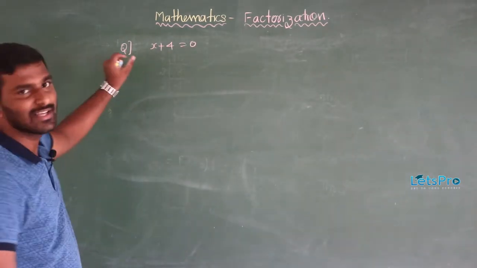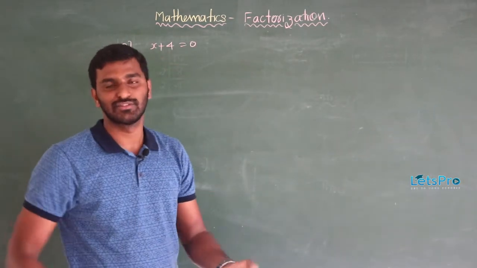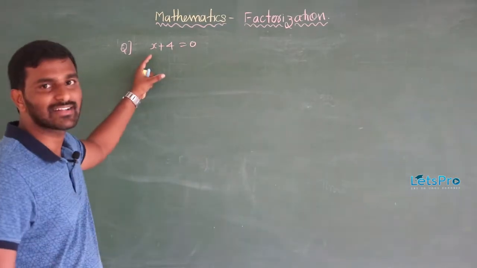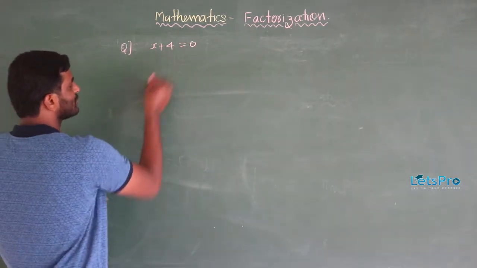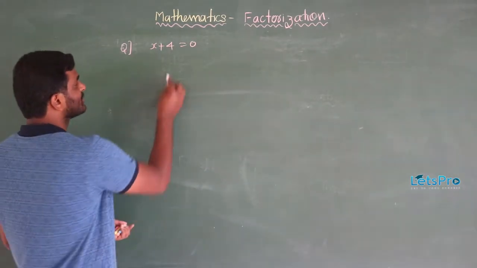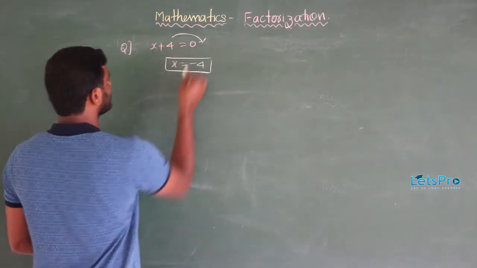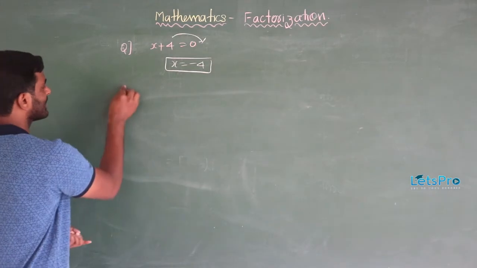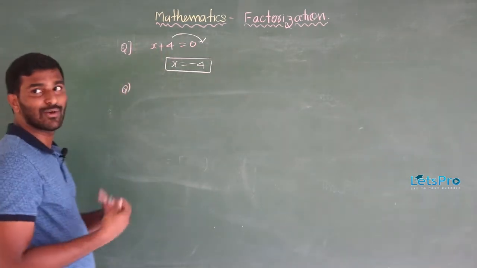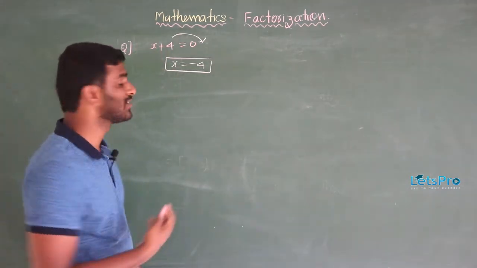The factors are the zeros of the polynomial, the zeros of the equation. That means there is only 1 factor. Hence x is equal to minus 4. You just take the 4 to the right side. So this is the first factor, only 1 factor, hence we are getting only 1 solution.